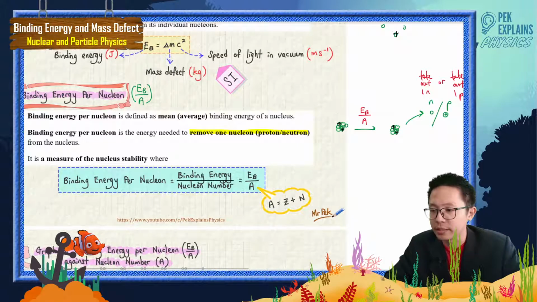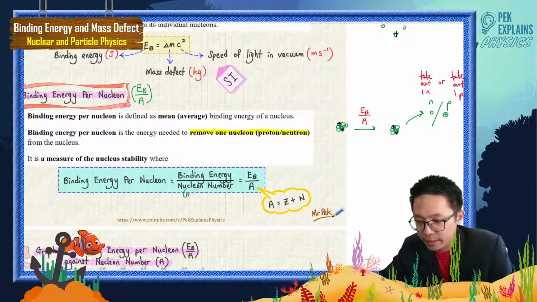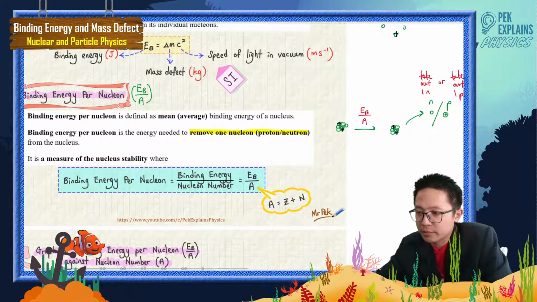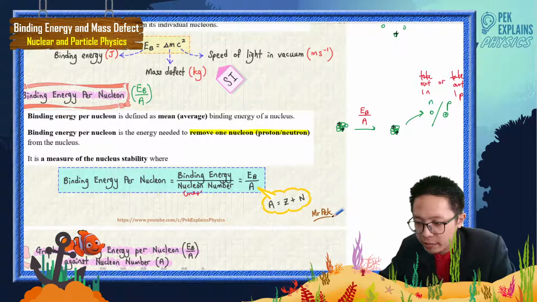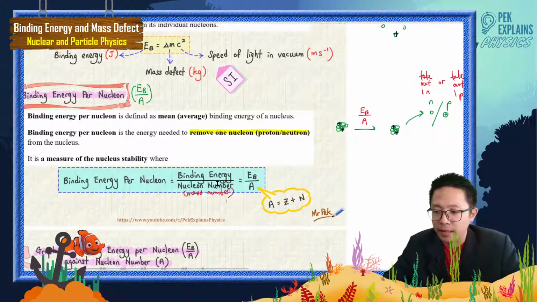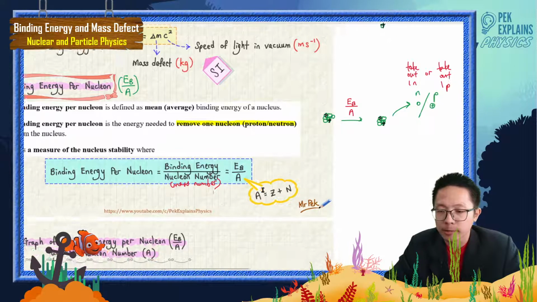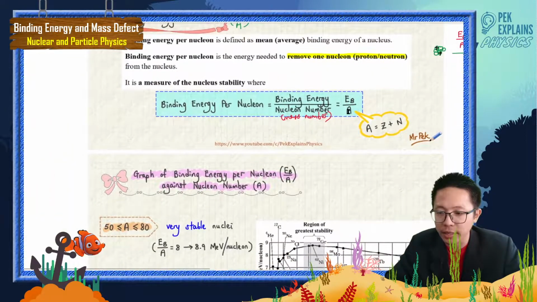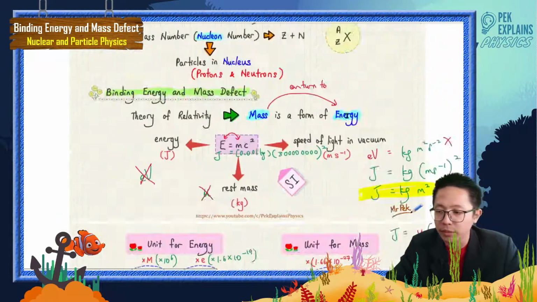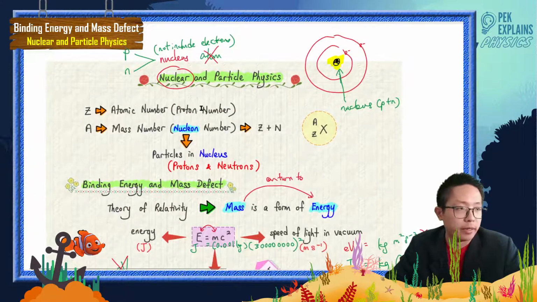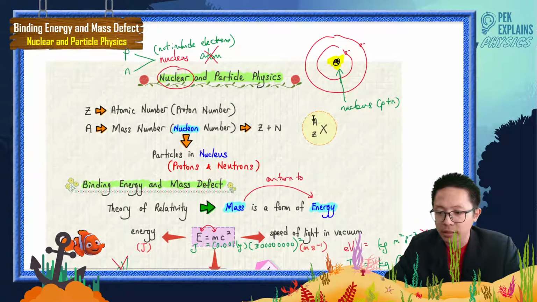This is the mass number. A is the mass number. The binding energy divided by the nucleon number or mass number gives the binding energy per nucleon. Proton plus neutron, which is A. We already explained this in the earlier part: A on top here is the mass number or nucleon number.